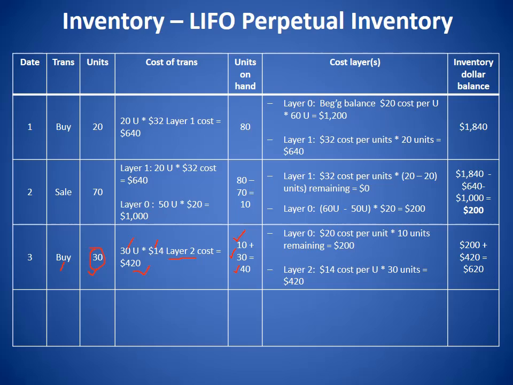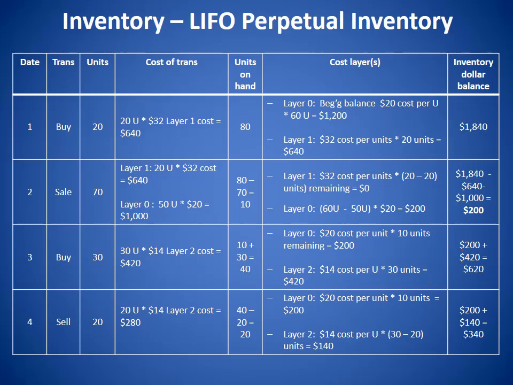Now we can look at and see how our inventory layers are composed, and we see we have layer 0. It still remains because it still has 10 units remaining. So $20 per unit times 10 units remaining means that there's $200 of value in layer 0. We also now have layer 2 that we've added, and in that case the cost per unit is $14 times the 30 units we purchased, which is $420. So now to our inventory balance we can add that $420. You take a look at the combination of the two and they add up to a total of $620.